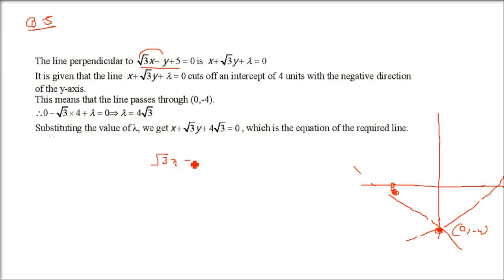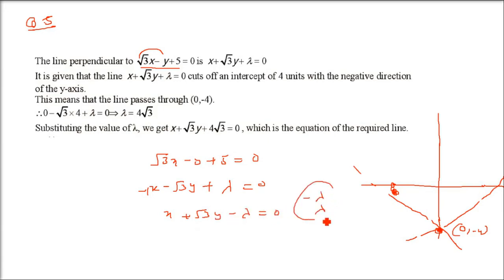So root 3x minus y plus 5 equals 0 becomes, with lambda in place of the constant, minus 1 taken with x... now with y I took root 3 and took a negative sign in between. Multiply both sides by minus 1, so x plus root 3y minus lambda equals 0. Lambda doesn't matter because it is a constant that we have chosen.